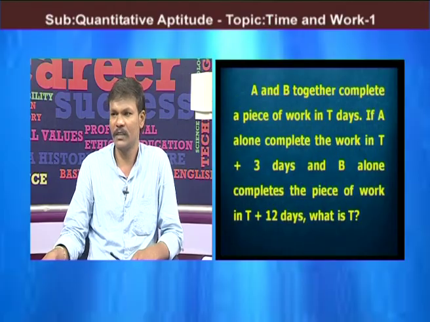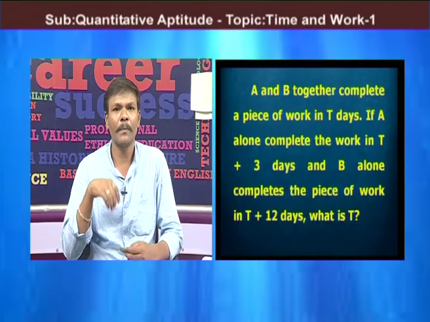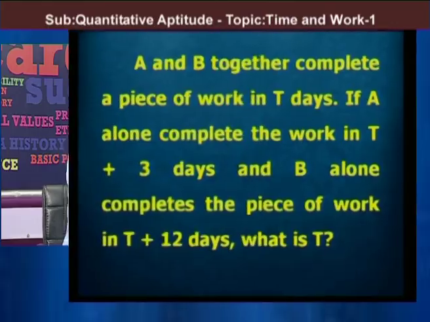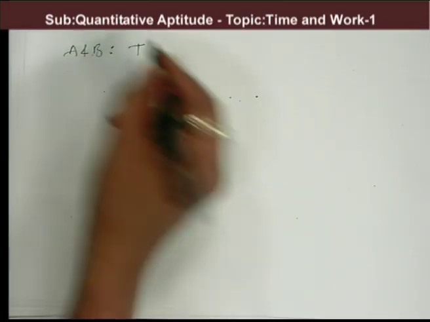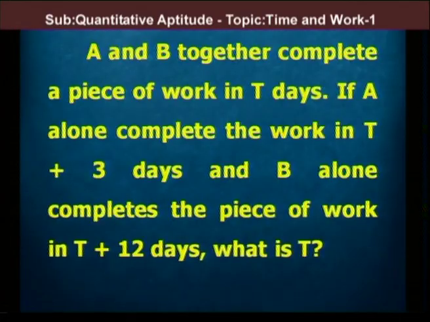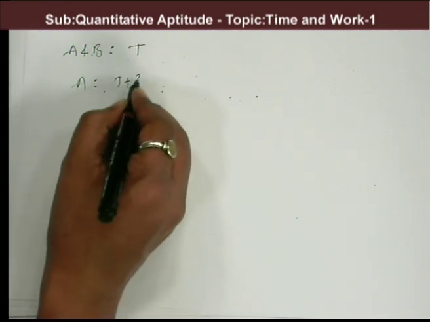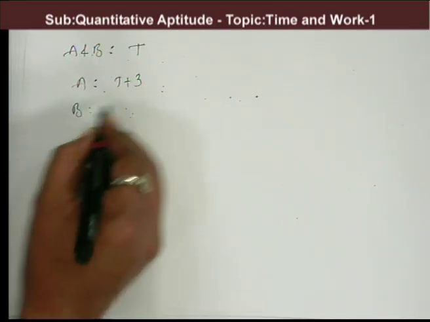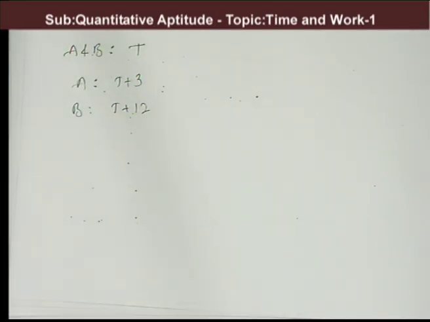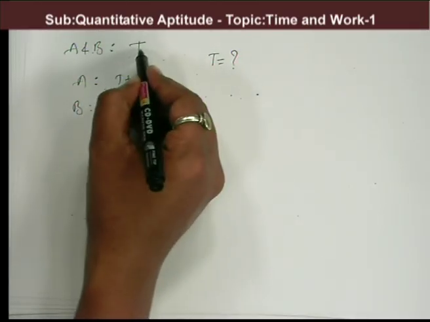Next question. A and B together complete a piece of work in T days. Now, if A alone completes the work in T plus 3 days, and B alone completes the piece of work in T plus 12 days, what is the value of T? The T value is nothing but A and B working together, in how many days?